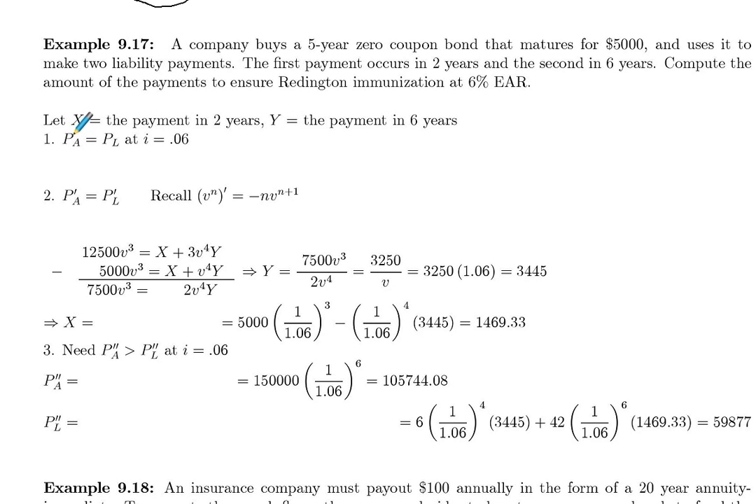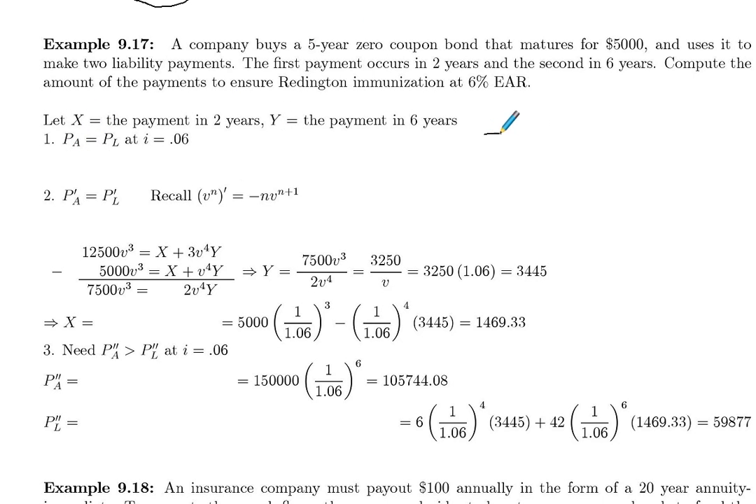Then the first condition says that the present value of the asset cash flows has to equal the present value of the liability cash flows. And that's at i equals 0.06. So the asset cash flows, well, this bond, you just purchased one zero coupon bond, so you've got one asset cash flow. $5,000 is going to come in when that thing matures in 5 years. Well, this is the present value of that one cash flow.